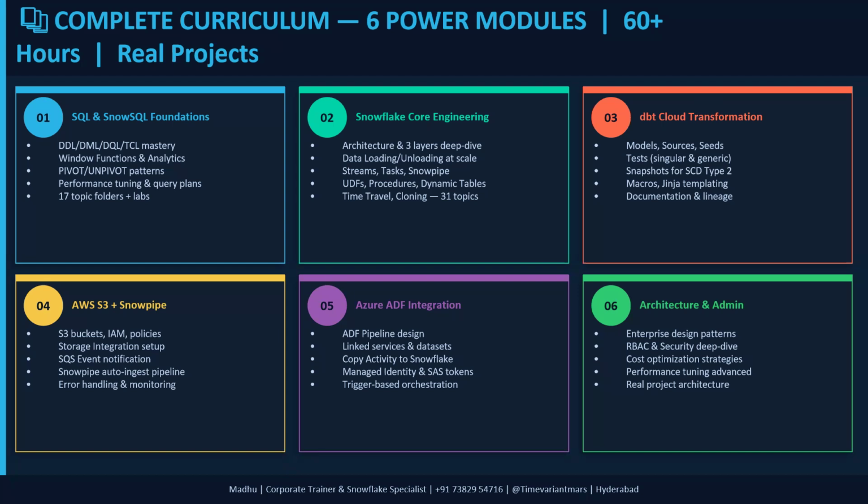And module six, architecture and design administration, enterprise design patterns like RBAC and row and column security, custom application sanity, and performance tuning. Okay, everything.